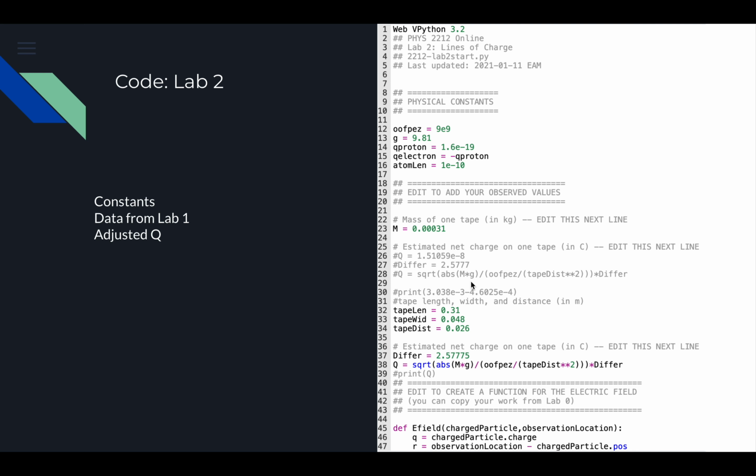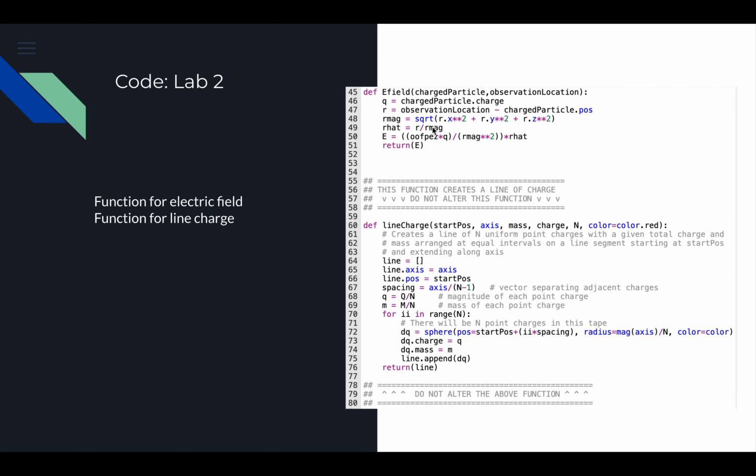Here in our lab 2 code, we have our constants as well as the data from our lab 1 and how we adjusted our charge. So we found the original charge. Here's the original charge. We found the difference between lab 1 and lab 2 results, and then we used that difference to find the new Q.